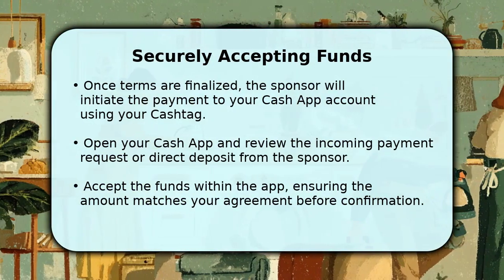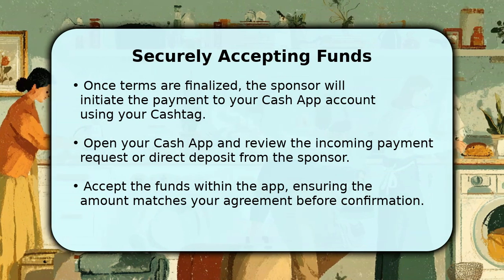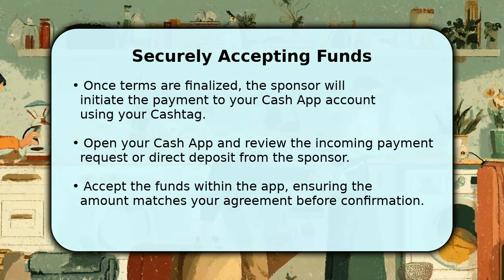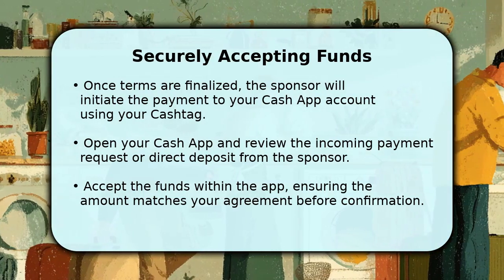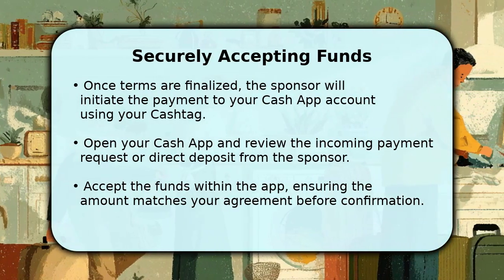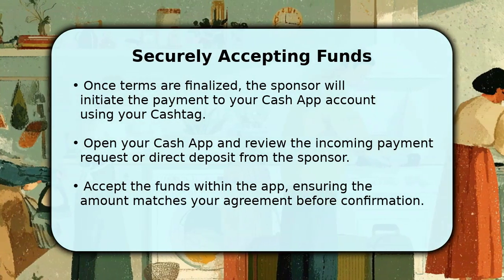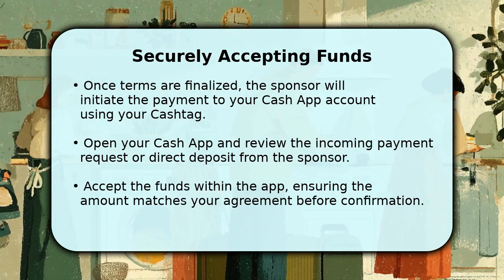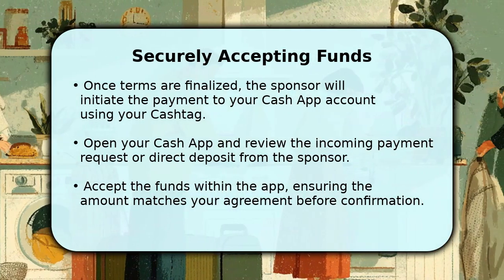After finalizing your agreement, the sponsor will send the agreed-upon amount directly to your unique cash tag. You will receive a notification within the Cash App indicating an incoming payment. Open the app, carefully review the transaction details, and confirm that the amount precisely matches your agreed terms. Once verified, you can accept the funds with a simple tap, securing your payment within your Cash App balance.